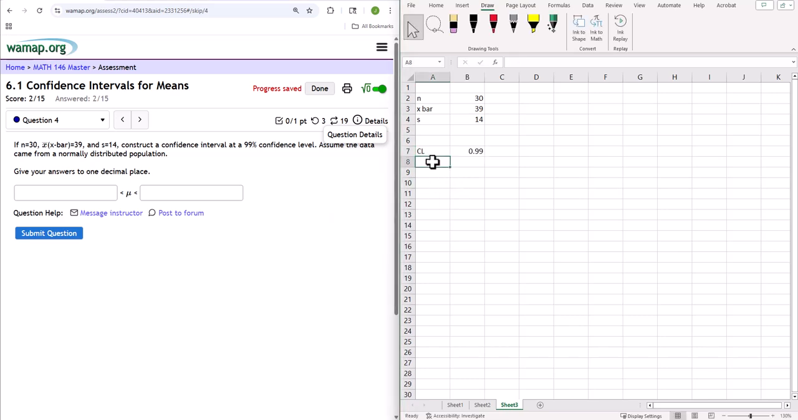The question detail keeps showing up here. Alpha is going to be equal to 1 minus this.